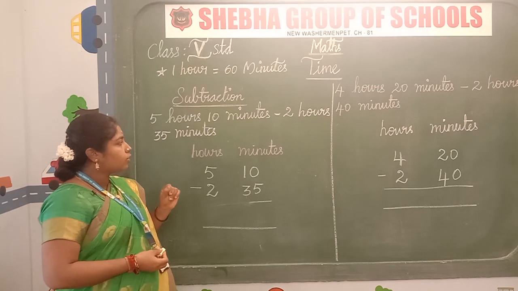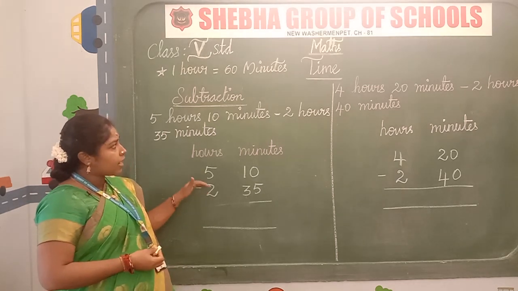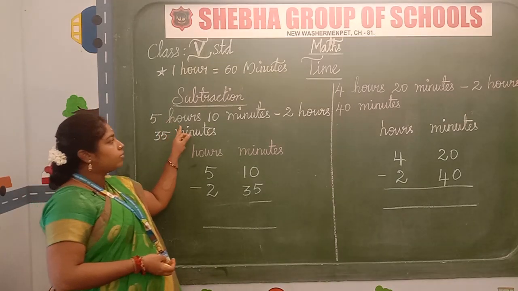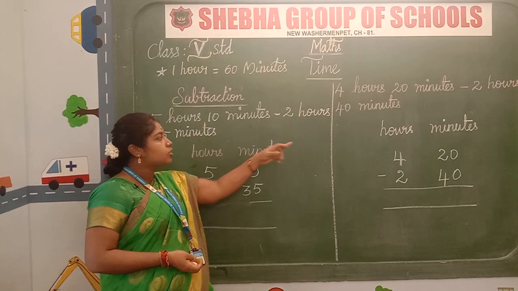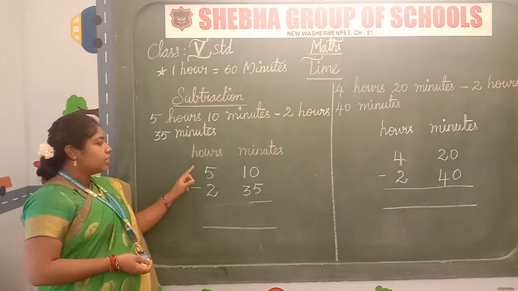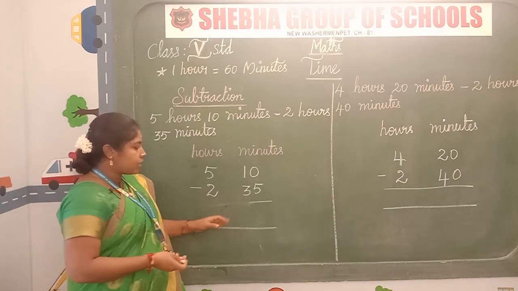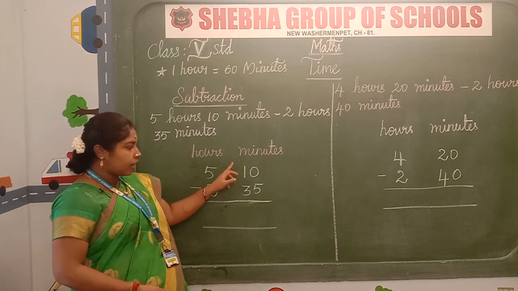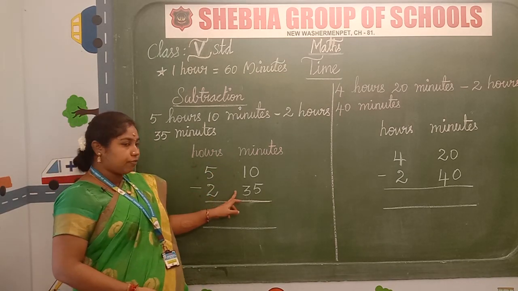So how do we calculate subtraction in hours and minutes? Let us see, children. 5 hours 10 minutes minus 2 hours 35 minutes. So I have written hours and minutes separately. 5 hours 10 minutes, 2 hours 35 minutes.